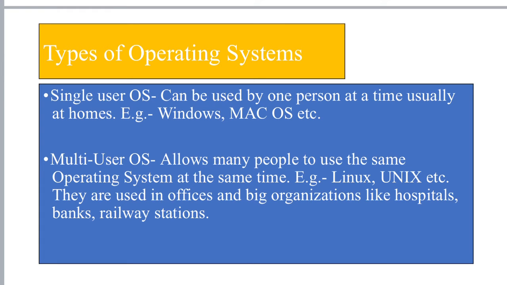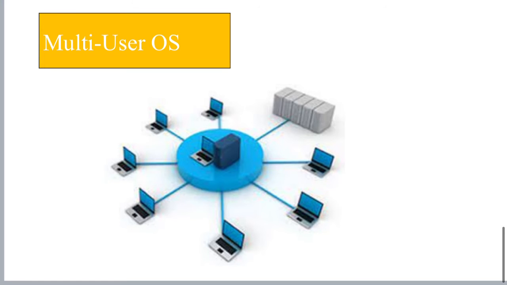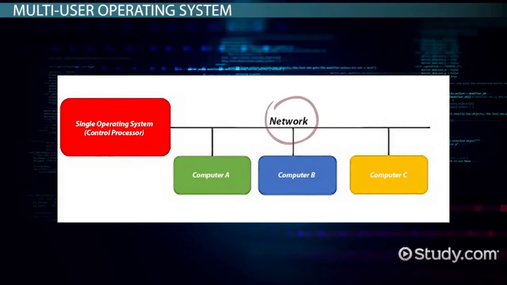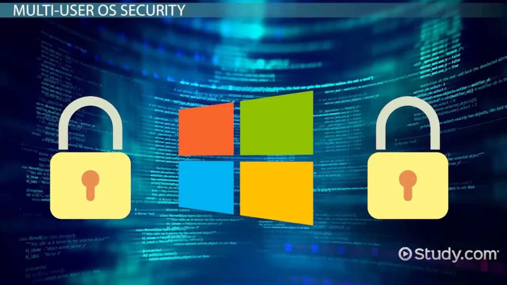And the second type of operating system is multi-user operating system. Multi means many, and this type of operating system allows many people to use the same operating system in different computers. Now if you look at this picture, you can see that computer A, computer B, and computer C are all connected through a network, and they're using one and the same operating system. All right, and because most of the computers are using the same operating system, you cannot access the files without a password.